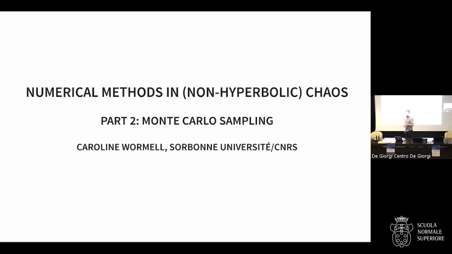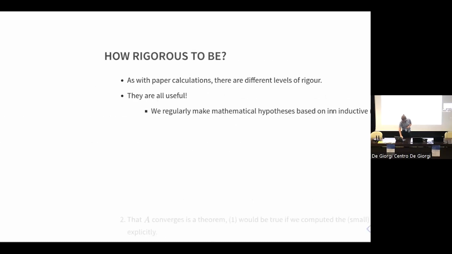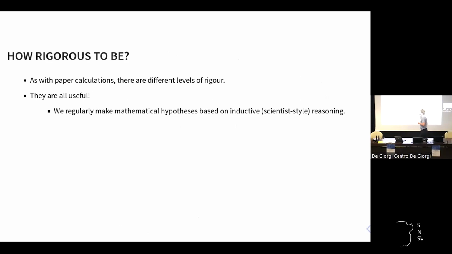Great, thanks. So this is somehow more numerical methods in non-hyperbolic chaos, or indeed hyperbolic chaos. But I was going to do something a little bit philosophical, at the end of the last talk, which is to talk about how rigorous numerics should be. As you know, even in calculations that you might do on pen and paper, you can be at varying levels of rigor.